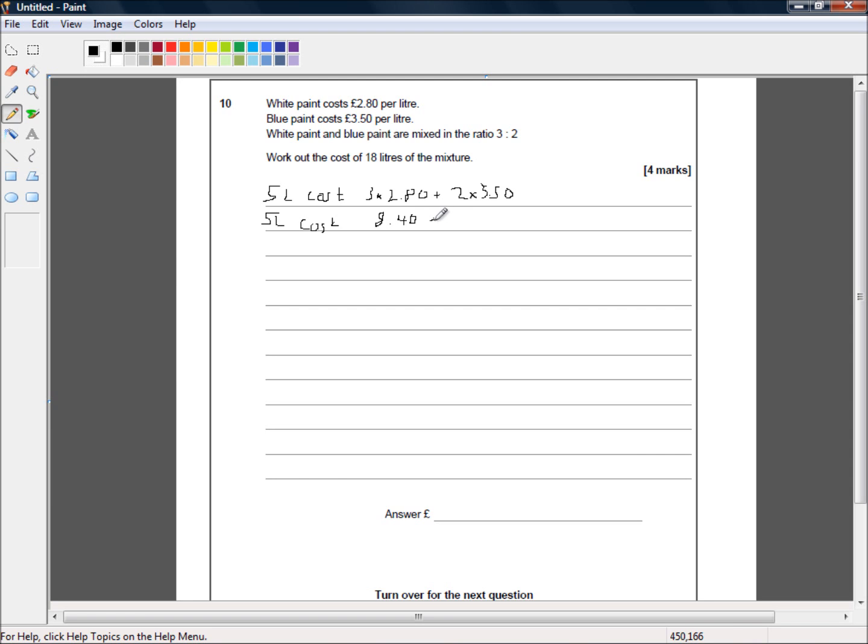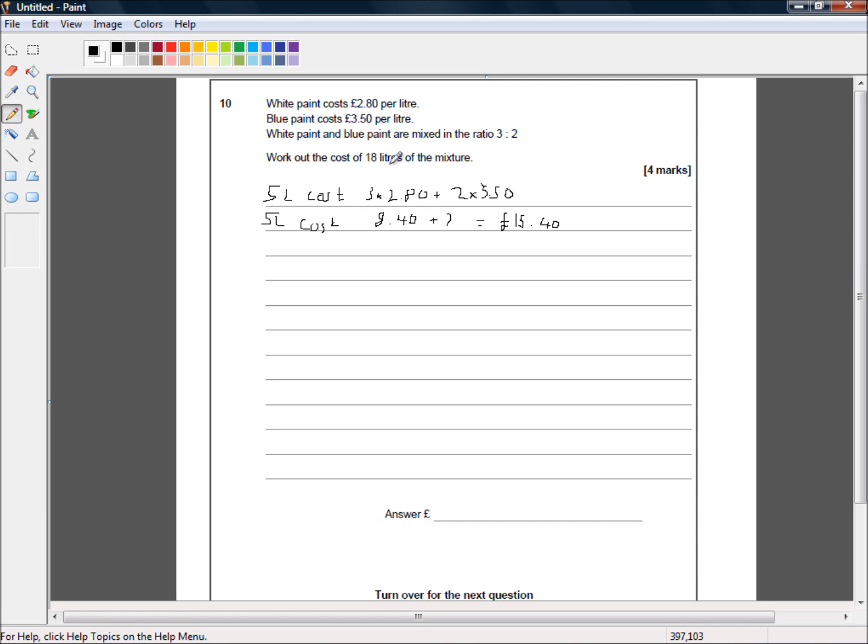plus £7, which is equal to £15.40. I'm going to put a pound sign so we know that we're dealing with currency, not quantity. So that's £15.40. But that's the cost of 5 litres. We want the cost of 18 litres.